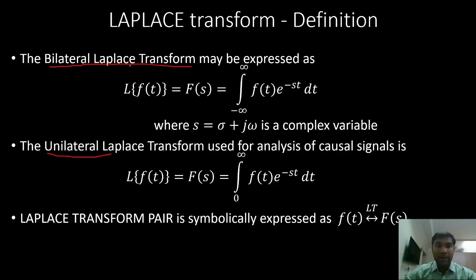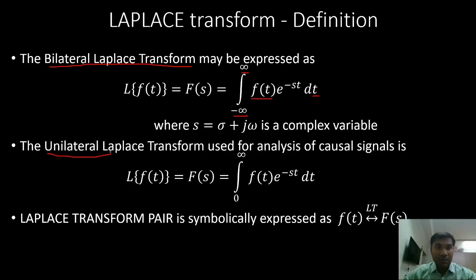So bilateral Laplace transform is defined as F of s equals integral from minus infinity to plus infinity f of t e power minus st dt, right? It is called bilateral because it is defined for both positive as well as negative values of t, right? If your f of t is defined for both negative as well as positive, it is generally considered as bilateral Laplace transform.